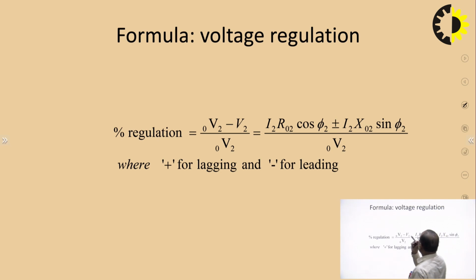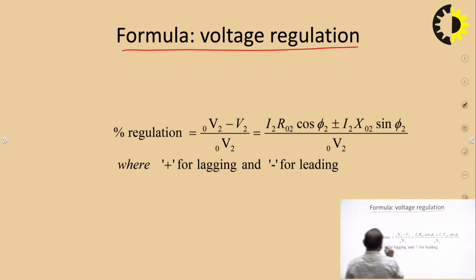The formula for the percentage voltage regulation is given by the no load voltage in the secondary minus the full load voltage in the secondary, upon the full load voltage in the secondary. This is the full load voltage, not the no load voltage, or I can write it as V2FL, the full load voltage in the secondary.